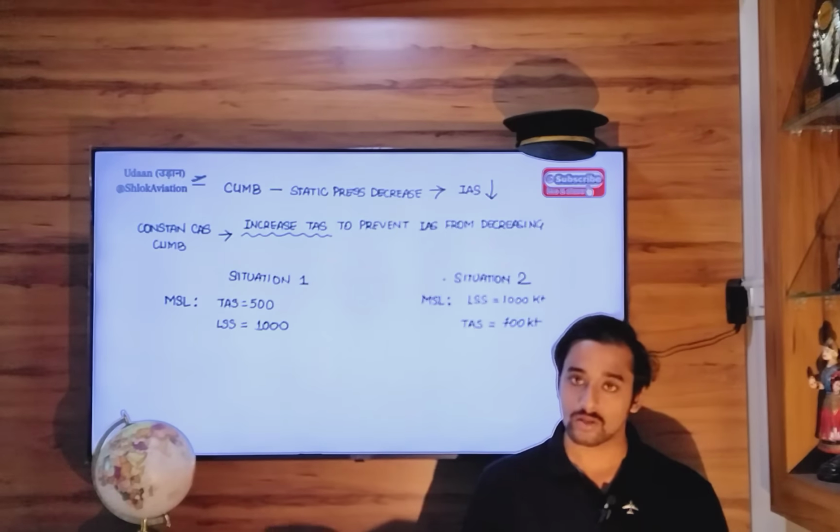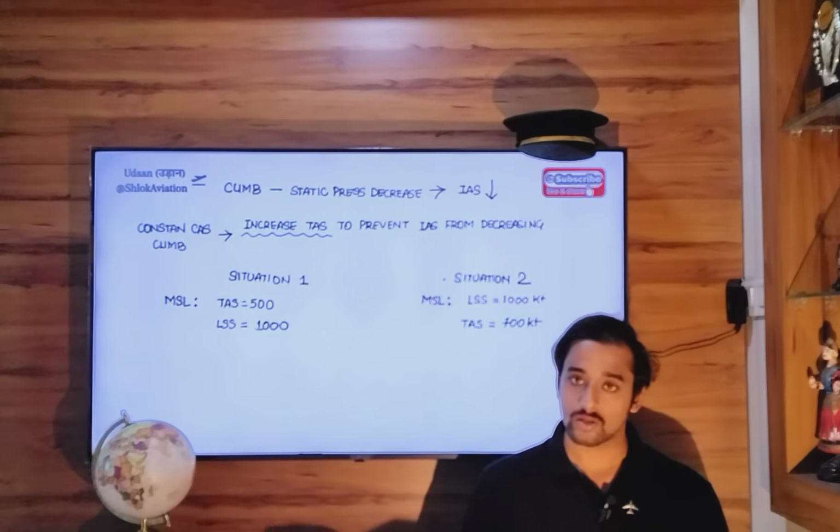And here the Mach number will be 700 divided by 1000, which will be 0.7. So what has happened? When TAS increases, Mach number also increases. So the correct option will be option Bravo. Both increase.